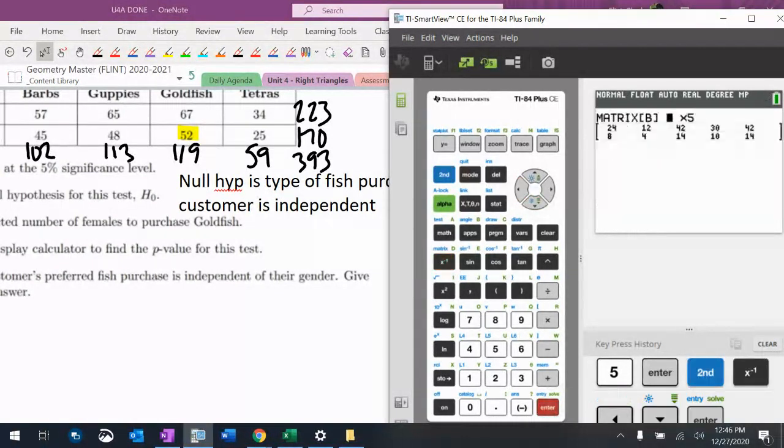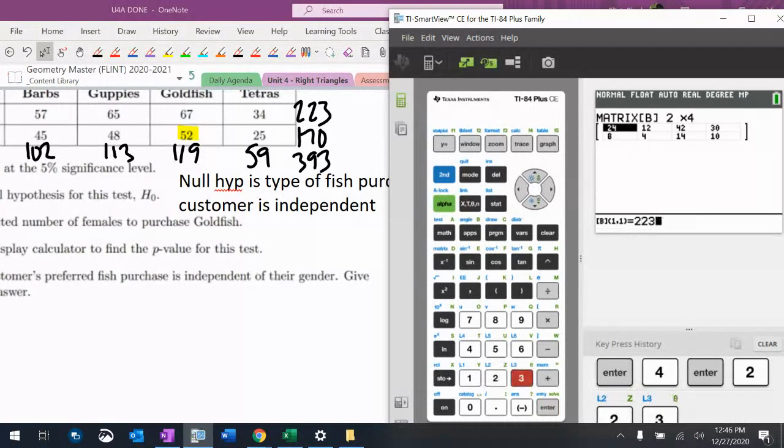And then I go to matrix B. It's 2 by 4 also. So 223 times 102 divided by 393. 223 times 113 divided by 393. 223 times 119 divided by 393. 223 times 59 divided by 393.